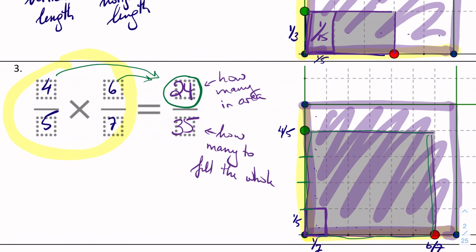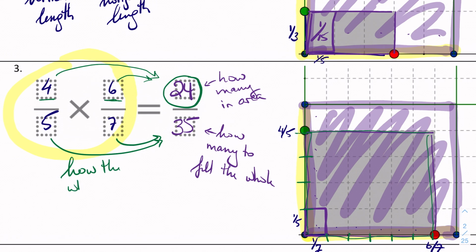Well, the 4 is the number of these fifths that we have, right? So there's 4 rows of them. And the 6 is the number of the sevenths that we have in here on our actual dimension. So there's going to be 6 columns. So these numbers, the 4 and the 6, actually represent how many of each of what the dimensions are of the shaded region. Right? Now, when we look at the 35, it was 5 by 7. Well, the 5 by 7 represent how the hole distances are cut up.